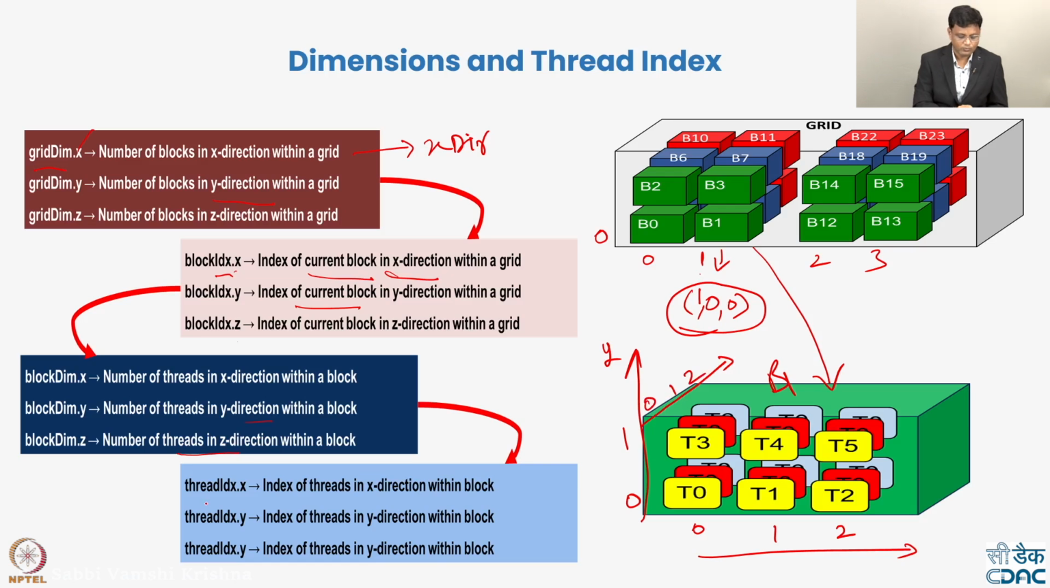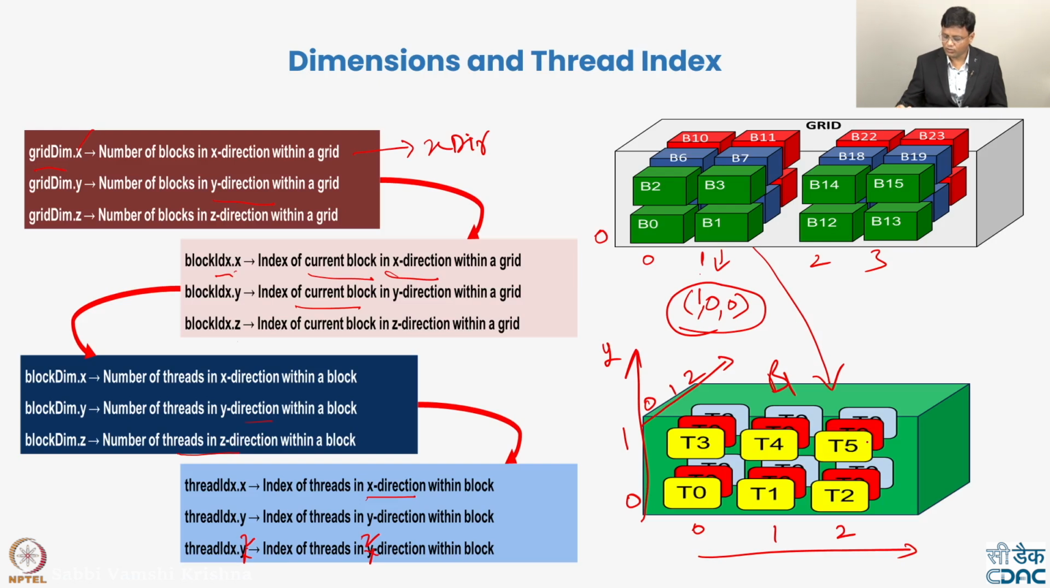So, the next built-in variable is threadIdx.x, which basically gives the index or coordinate value of the thread in the x direction within a block. Similarly, threadIdx.y and threadIdx.z; this should be z here. So, threadIdx.z represents the index of the thread in the z direction within a block.